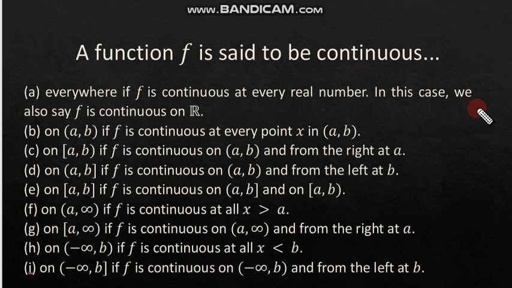Okay, things to remember. A function f is said to be continuous everywhere if our function is continuous at every real number. In this case, we also say that the function is continuous on all real numbers. Again, a function is continuous everywhere. Letter B. On an interval (a, b) with parentheses, our function is continuous at every point x in the interval (a, b).